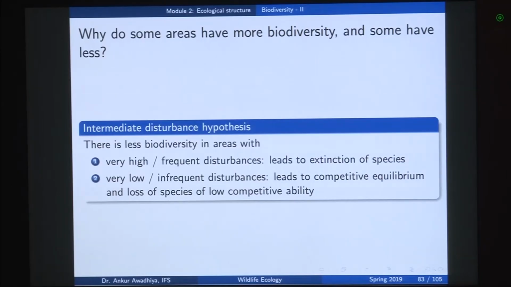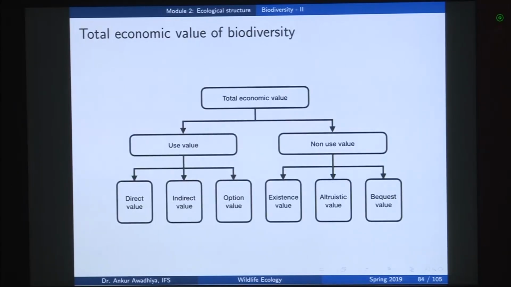And one way to understand is to look at the economic value of biodiversity, that is, what are the benefits that we are getting out of biodiversity. Now total economic value is divided into use value and non-use value. So use value is something that you get because you are using that particular resource, and non-use value is some benefit that you are deriving even when you are not using that particular resource. And use value is divided into direct value, indirect value and option value, and non-use value is divided into existence, altruistic and bequest values. So we will now have a look at all of these.